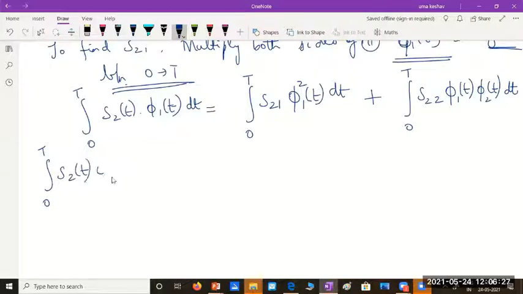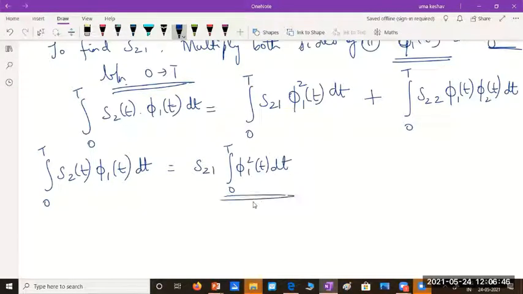You should be familiar with the properties of phi now, orthonormal basis functions. This S21 is not dependent on time. So if I take S21 outside, what is this integral 0 to t phi 1 square of t dt? What is this value? Please speak up.